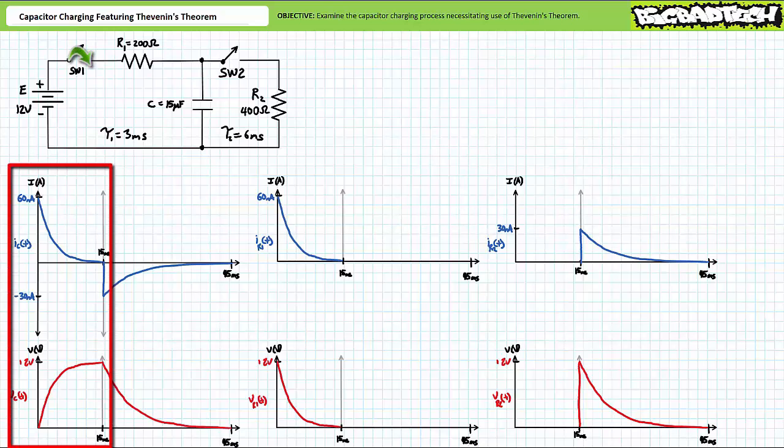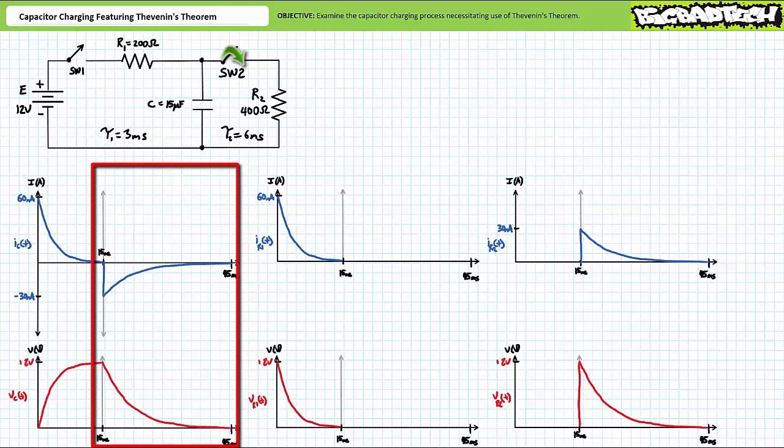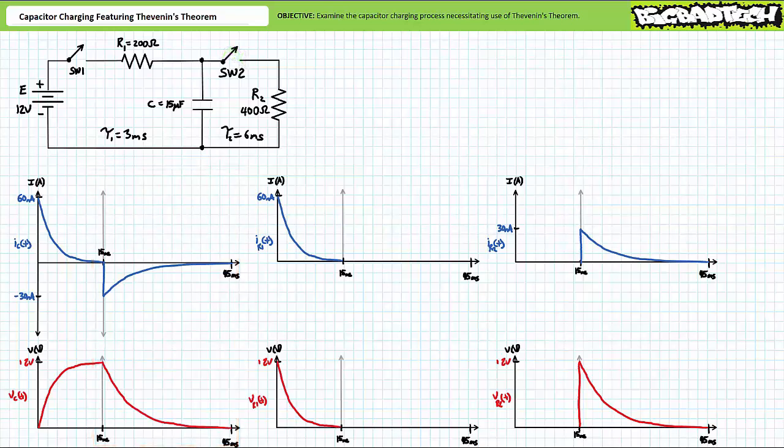When charged through R1 by closing switch 1 for 15 milliseconds, we observe the classic charge behavior, that of an initial current spike into the charging capacitor and rising voltage across the capacitor. When switch 1 is open and discharged through R2 by closing switch 2 for 30 milliseconds, we observe the classic discharge behavior, that of an initial current spike out of the discharging capacitor and falling voltage across the capacitor. In all of our previous analyses, with some minor variations, one switch and one series path serves to charge the capacitor, and the other switch serves to discharge the capacitor.